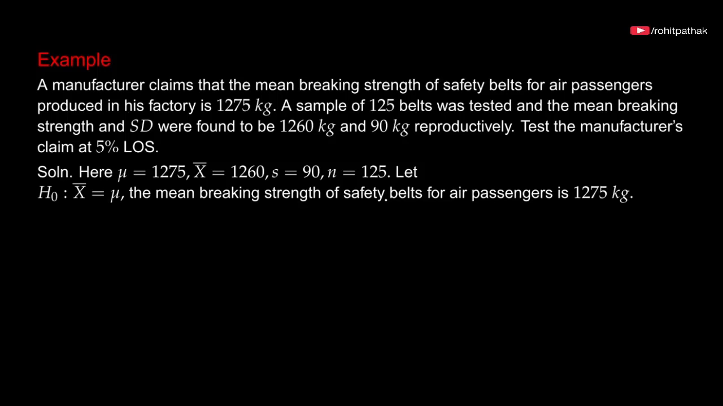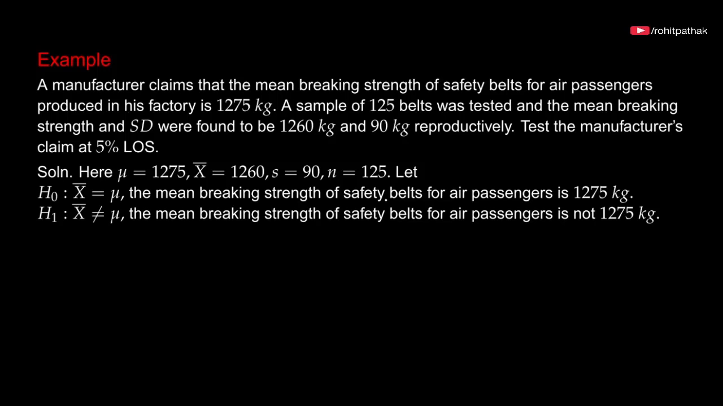That means the difference we see in 1275 and 1260 is due to fluctuation of sampling. This is not actual. So this is the meaning of this null hypothesis H0. Then we set H1 where we say x bar is not equal to mu. That means the mean braking strength of safety belts for air passengers is not 1275 kg. That means the difference between this 1275 and 1260 is not due to chance, but it is actual.